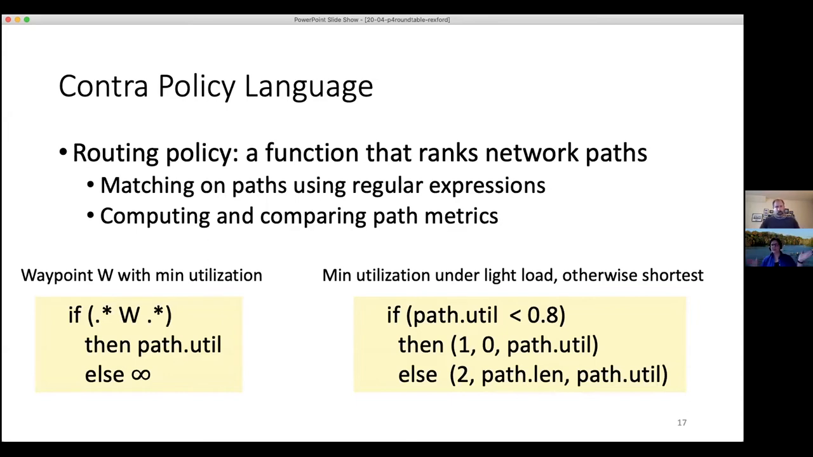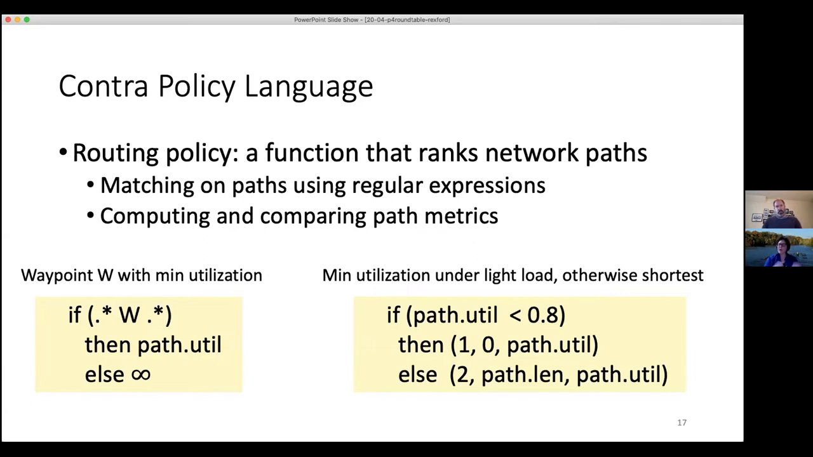So in this policy, if a path's utilization is below 80%, then we're just going to care about how utilized the path is and prefer the least utilized path. But if the path utilization is 80% or higher, we're going to let path length be the first criteria for picking a path. And then among the shortest paths, pick the least loaded one. So this allows us to balance the tension between taking longer, lightly loaded paths when it's reasonable to do so and biasing towards shortest paths when the network as a whole is more congested. And there's a bunch of other examples in this simple little language that the network administrator could write down.